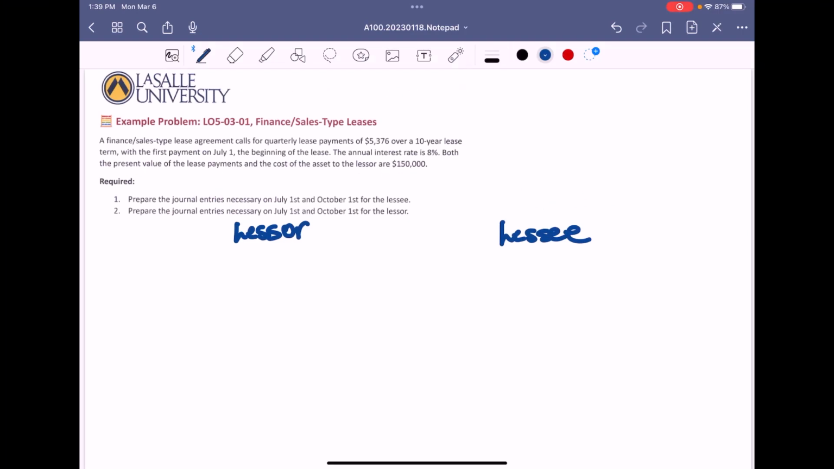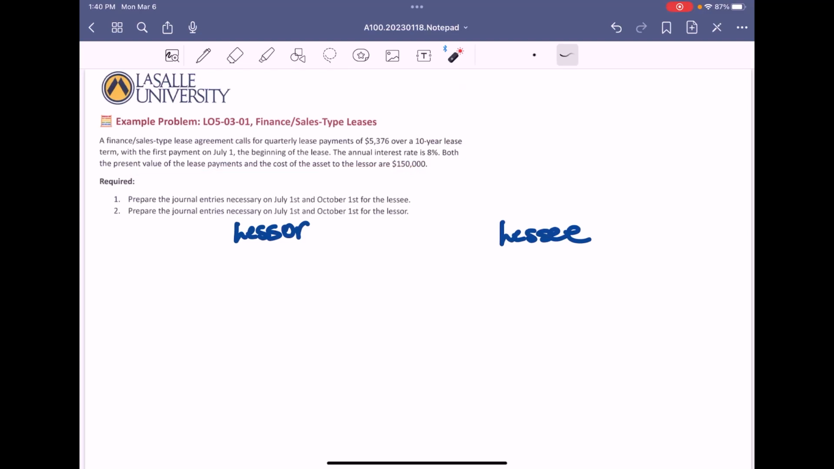All right. So the problem reads: a finance sales type lease agreement calls for quarterly lease payments of $5,376 over a 10-year lease term, with the first payment on July 1st, the beginning of the lease. The annual interest rate is 8%. Both the present value of the lease payments and the cost of the asset to the lessor are $150,000.